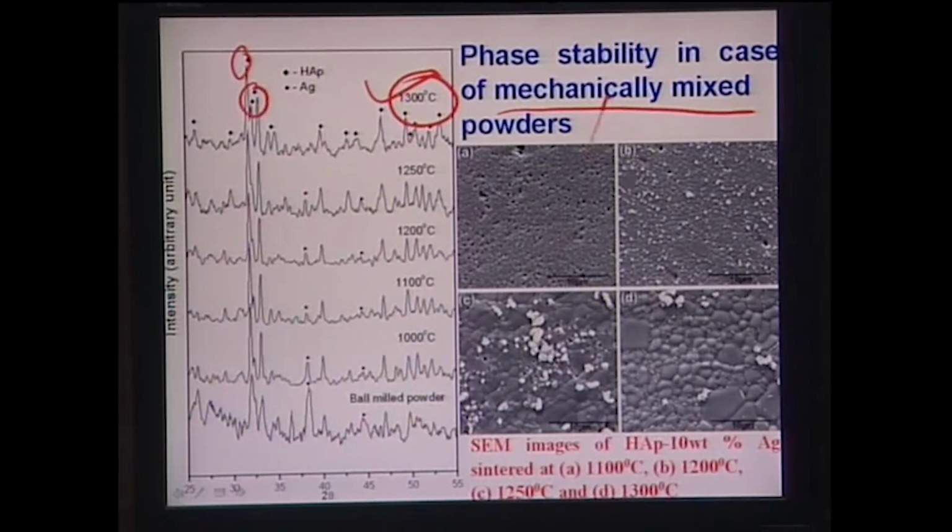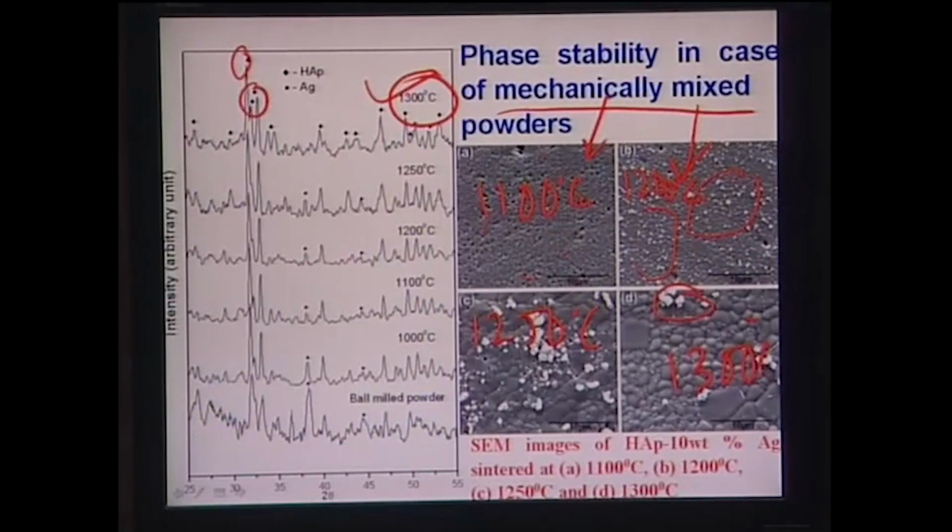Now if you look at this SEM image, at 1200 degrees Celsius it is a more or less porous microstructure. At 1250 and 1300 you can see the silver distribution, and the silver particulates are dispersed more or less homogeneously at 1200 degrees Celsius. So this is at 1200 degrees Celsius, this is at 1100, this is at 1250, and this is at 1300 degrees Celsius.